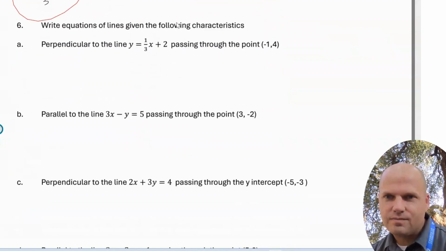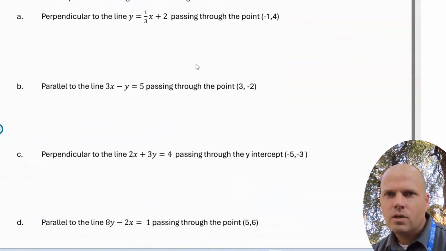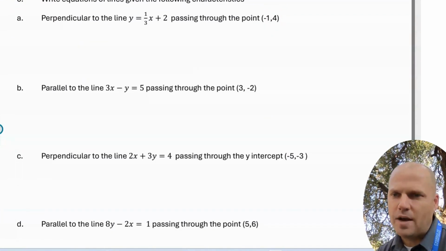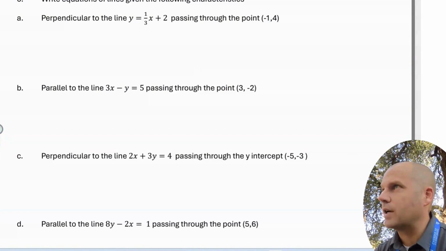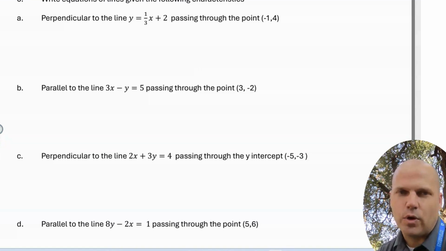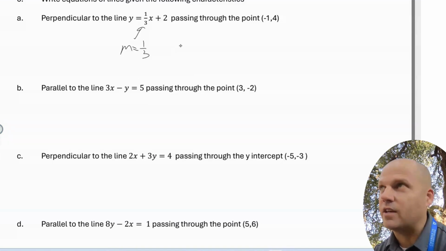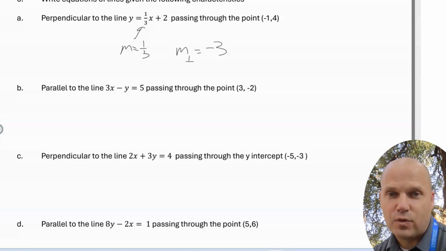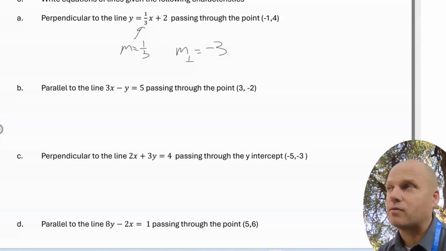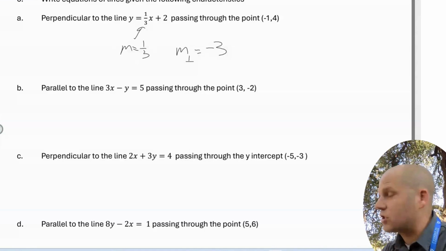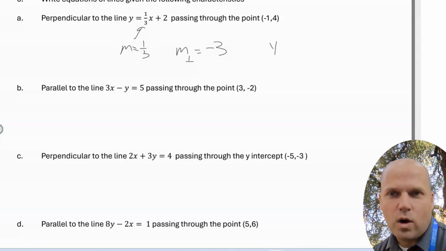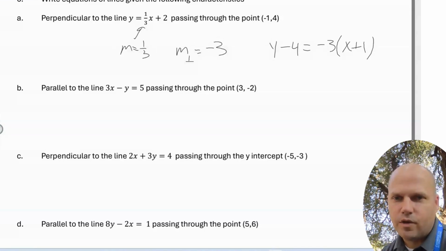And the last one's cool. Just like line practice, which is good. I wish we had more circle practice, but it's fine. We've got a perpendicular line to that passing through the point negative 1, 4. We could just look at this equation and see that the slope is negative 1/3. That means the perpendicular slope is going to be negative 3. Rise over run, opposite reciprocal. So we have y minus 4 equals negative 3 times x plus 1. Very good practice.